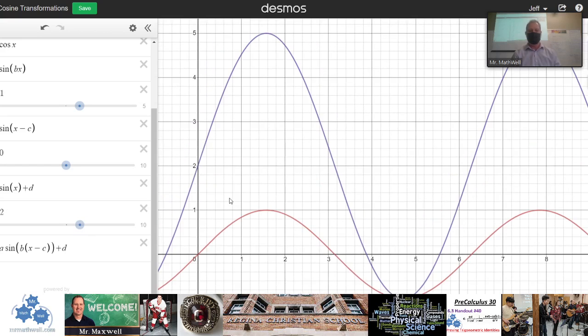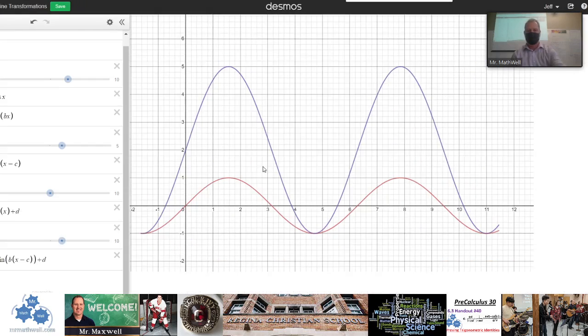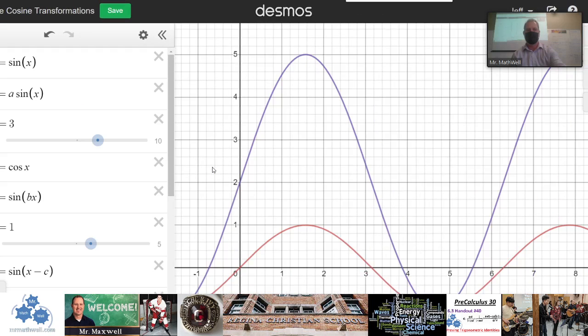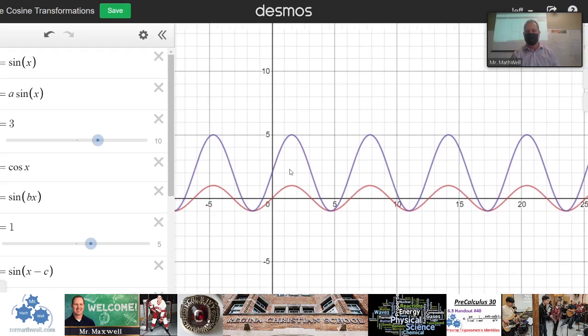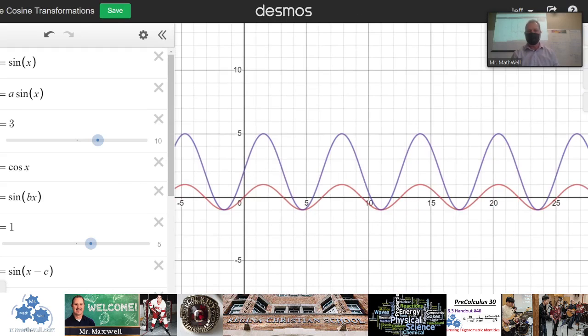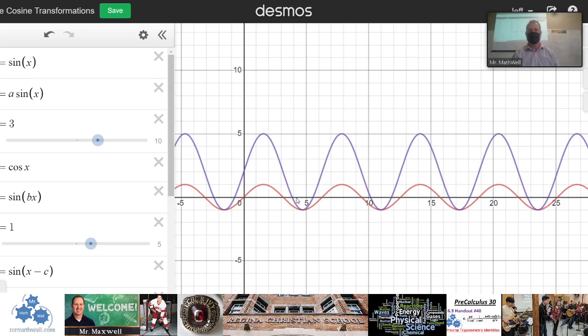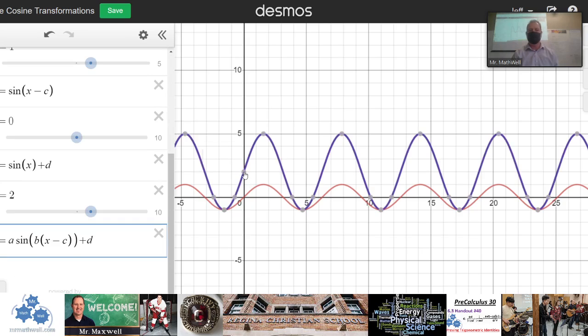So this graph, whoops, that's not what I wanted to do. Sorry. This graph right here, the blue one, is the same as this graph right here that we've drawn. Okay, we drew one period of it. Okay, so it's shifted higher, and it's got quite the amplitude. Okay, so this purple graph, and that's 2 right there, 0, 2. Okay, any questions?